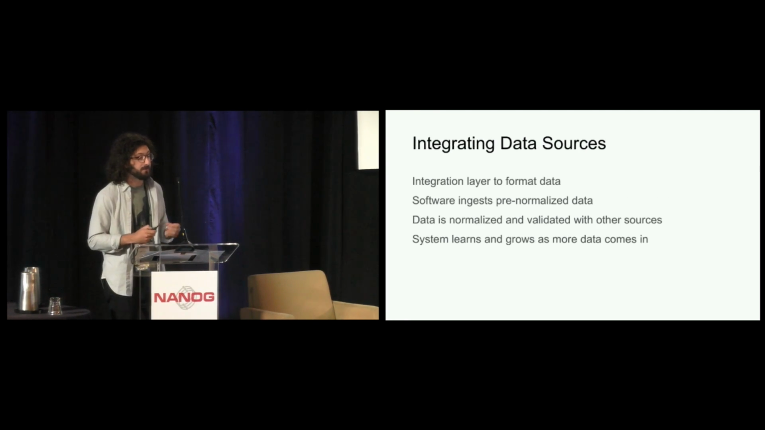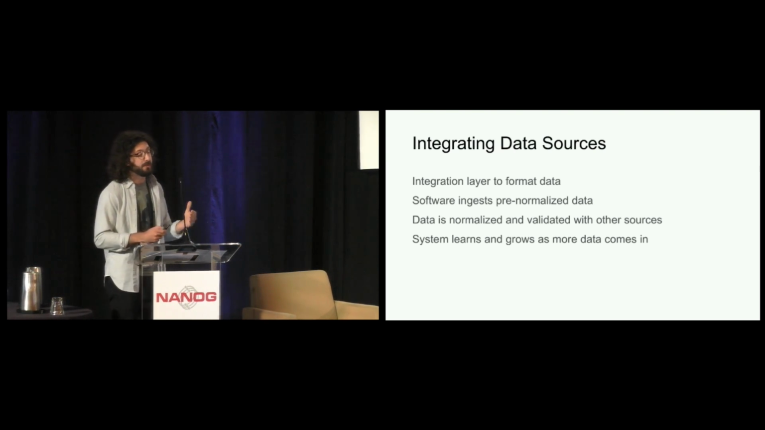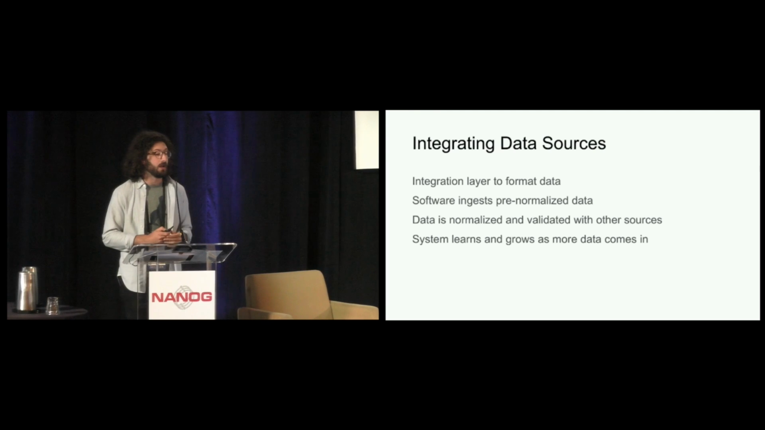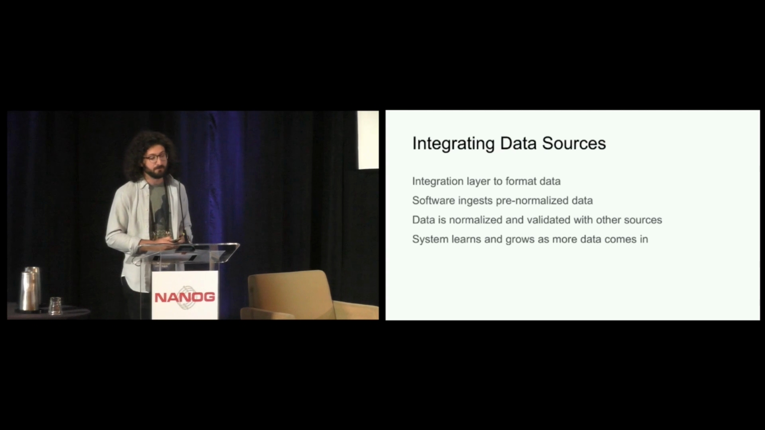So to integrate these data sources, we can work with custom integration layers to format this data. Like you saw in the diagram, the software ingests pre-normalized data, and then it's normalized, correlated, and validated with other sources. And the real fun part starts to happen as we integrate bigger and different data sources. The system can really recalibrate and grow as more data comes in.